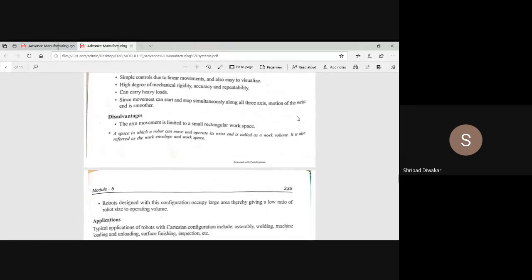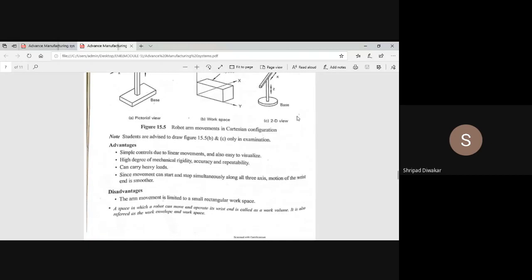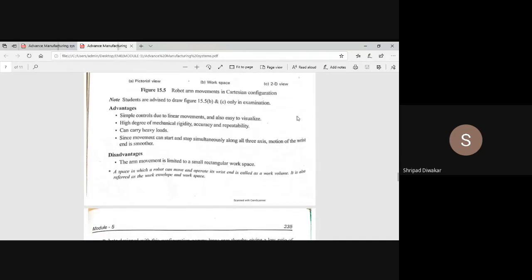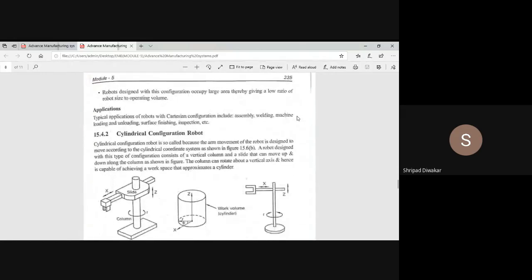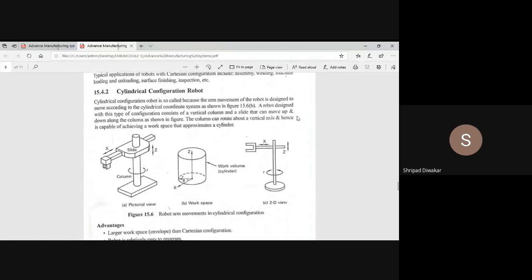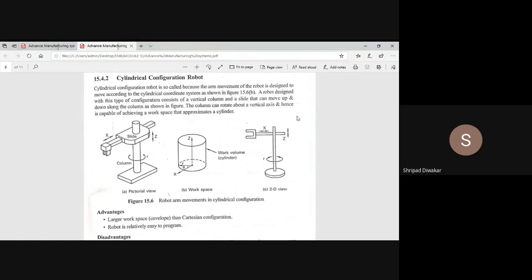So this is a disadvantage. Okay, and we are having whatever study, those are the advantages. Okay, next configuration of robot is cylindrical configuration of robot. So in Cartesian coordinates, the robotic arm moves in linear direction, x, y and z direction.